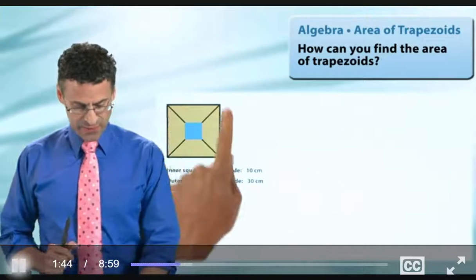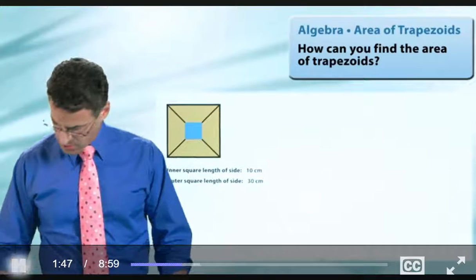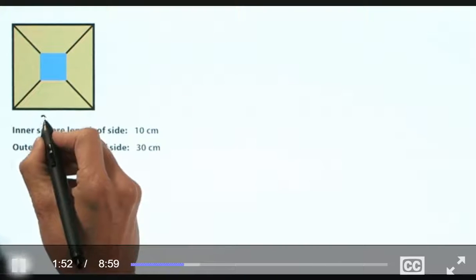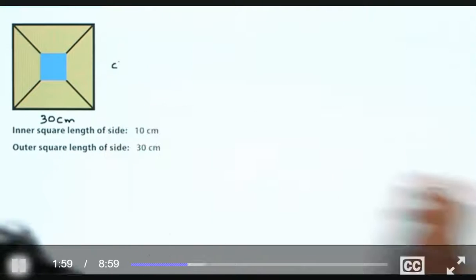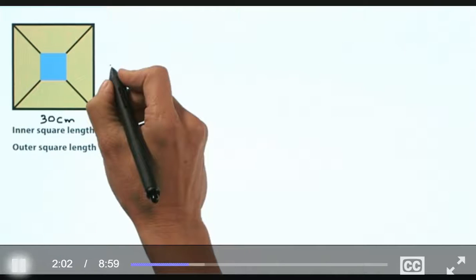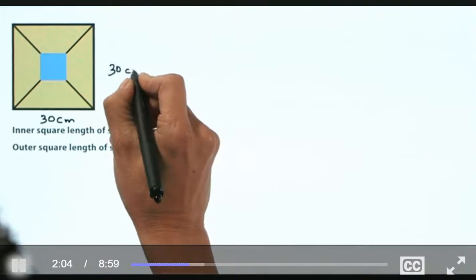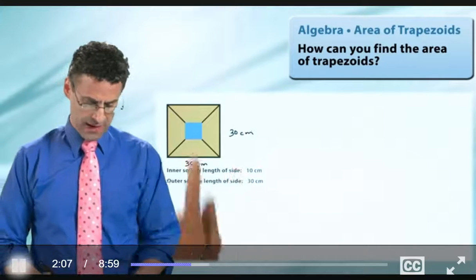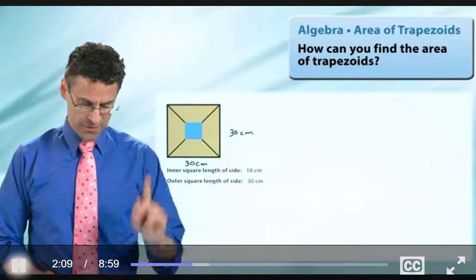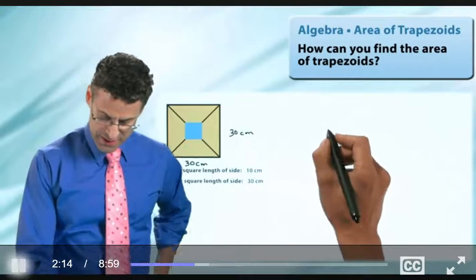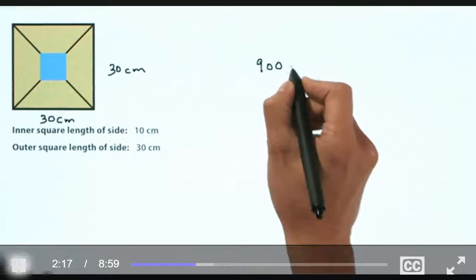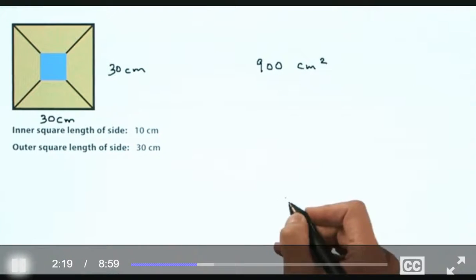The fast way is to find the area of the entire square. Now remember, we know that this is 30 centimeters and this is 30 centimeters. So the area of the whole square is length times width, so it's 30 times 30. 30 times 30 is 900. So we know the whole thing is 900 centimeters squared.